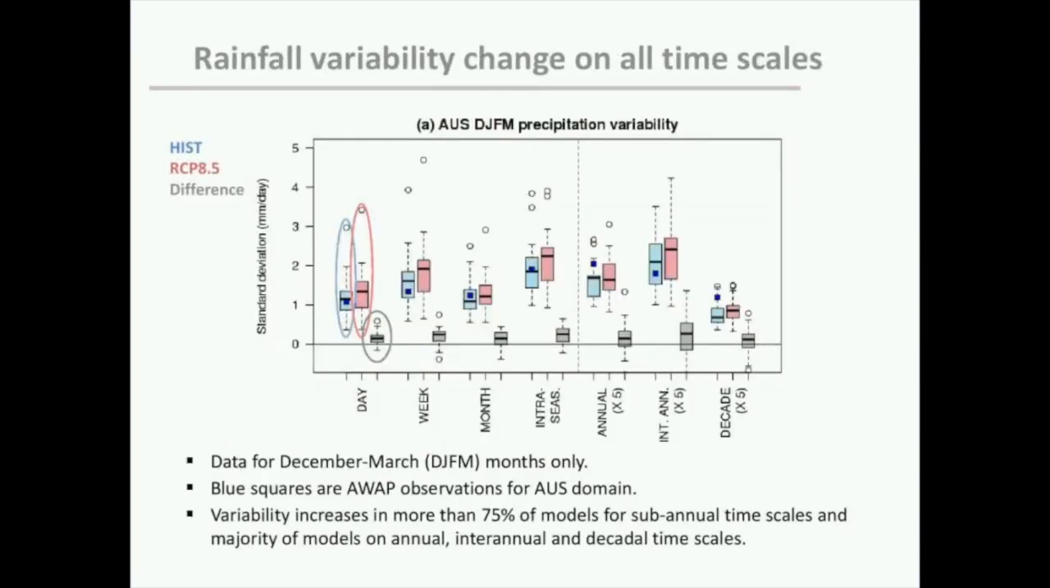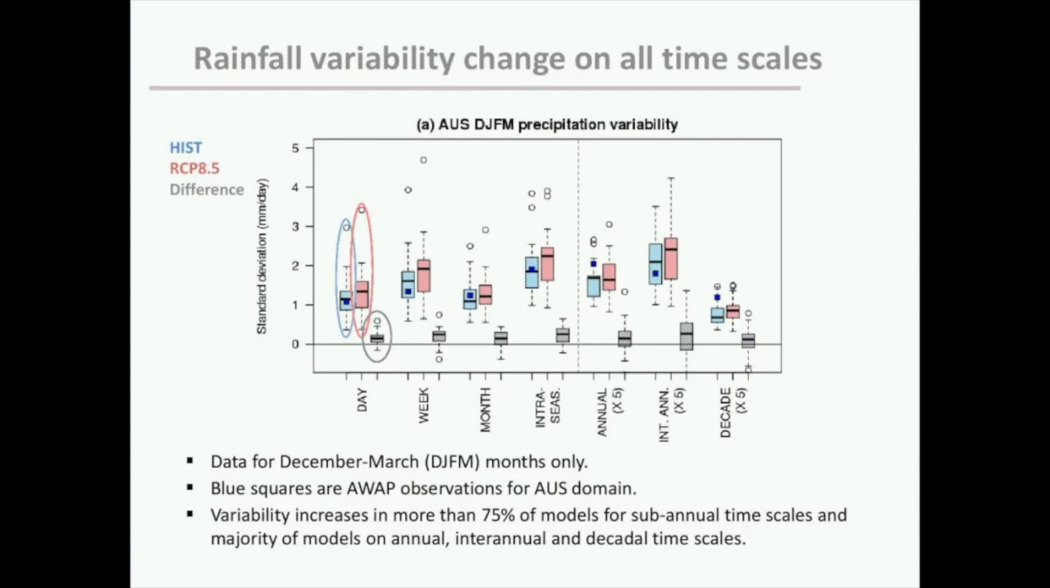When we do that, we end up with a sort of box and whisker plot showing the range for a group of models. So there's around 35 models for the historical climate, the blue boxes, and for the future climate, the pink boxes. And we also plot the AWAP observations on top of the historical, and there's a reasonable agreement for most of the different periods shown along the bottom here, although there's models slightly underestimating annual and decadal variability.